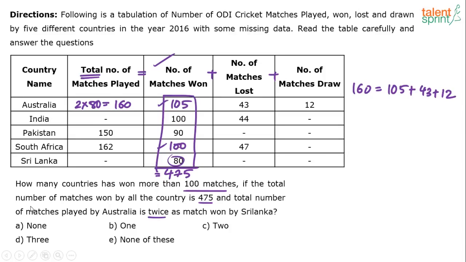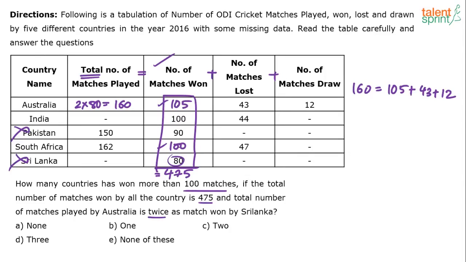Now come to the original question. How many countries have won more than 100 matches? Now I'm sure some of you have marked the answer as 3 for this one, right? Option D. I could see many of you have marked option D, that there are 3 countries which have won more than 100 matches, and your list must be Australia, India and South Africa. Yeah, Pakistan anyway is ruled out. Pakistan has won only 90 matches. Sri Lanka again is out of the list because it's won only 80.